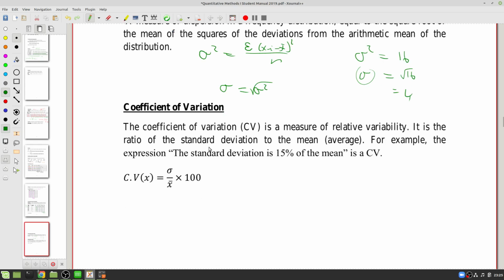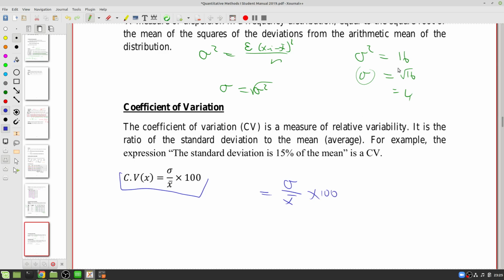Good. And the final thing for today, the coefficient of variation. So here, this formula is also pretty simple. It uses the standard deviation, which you already have, and the x bar, the mean. Coefficient of variation is a measure of relative variability. It is the ratio of the standard deviation to the mean. For example, the expression "standard deviation is 15% of the mean" is a CV, a coefficient of variation. So coefficient of variation is just equal to your standard deviation divided by your mean times 100.